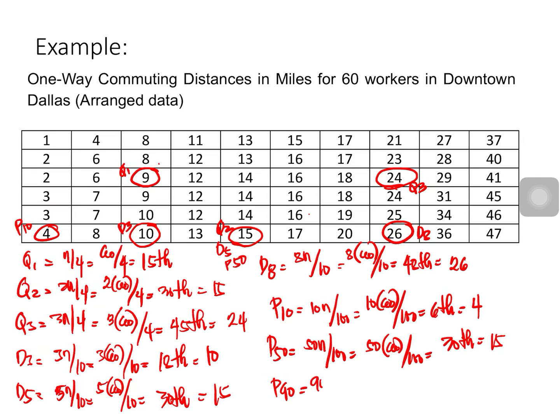Let's say P90. We have there 90n over 100. That is 90 times 60 over 100. We have there the 54th place. So we have here 48, here 36. This is our P90.